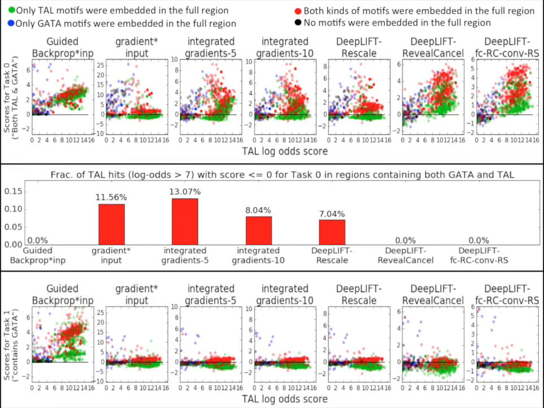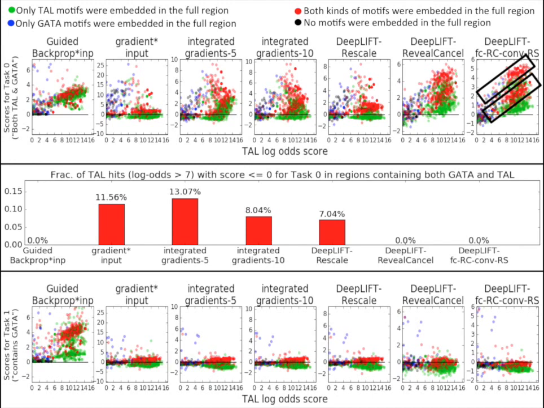For example, if we visualize the scores on the tal motif for task 1, which is the contains-GATA task, we find that guided backprop places considerable positive importance on the tal motifs even though they aren't relevant for the task, while the other methods produce scores that are, for the most part, centered around 0. This is not an unexpected result if we consider that guided backprop discards negative gradients during backpropagation, thereby making itself susceptible to false positives.